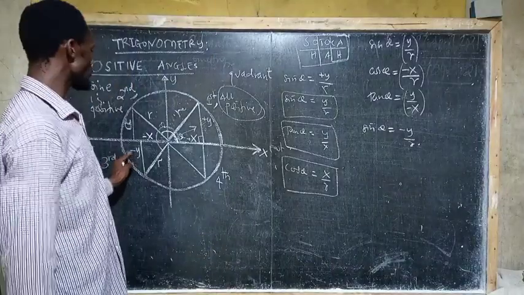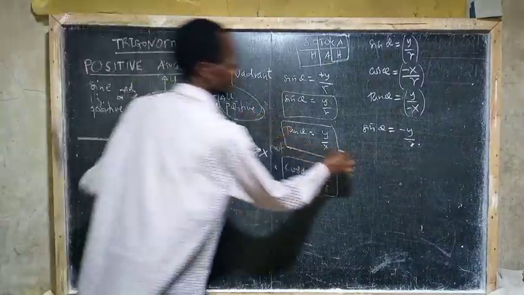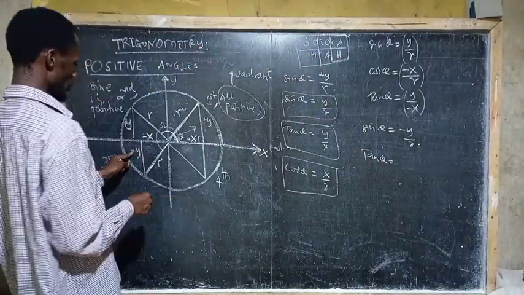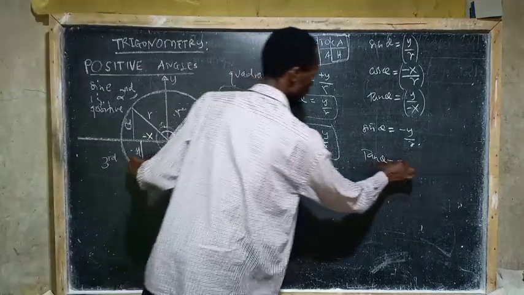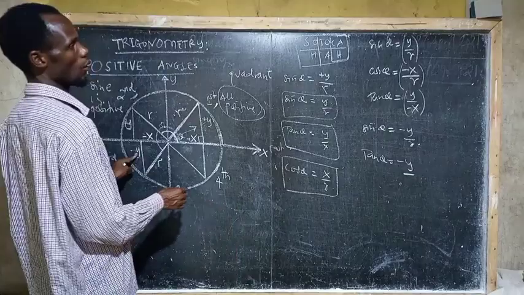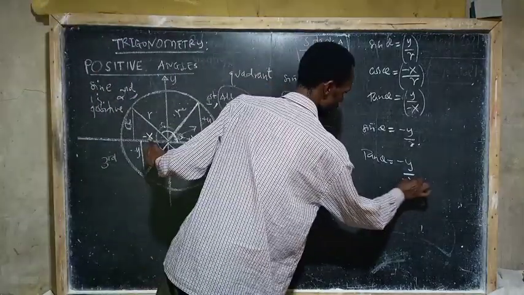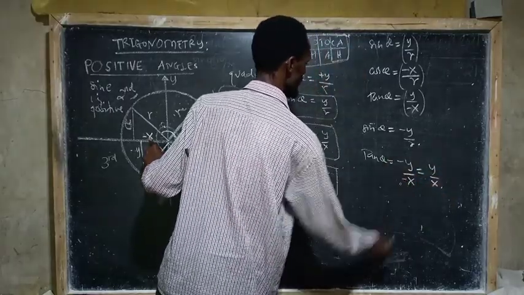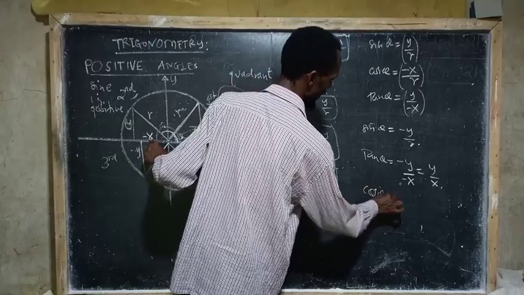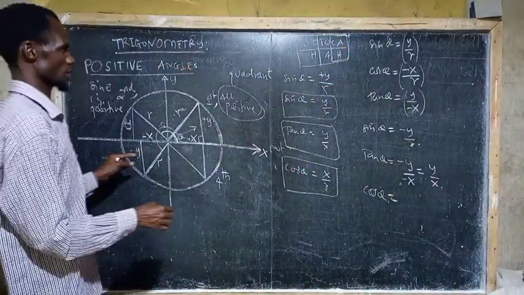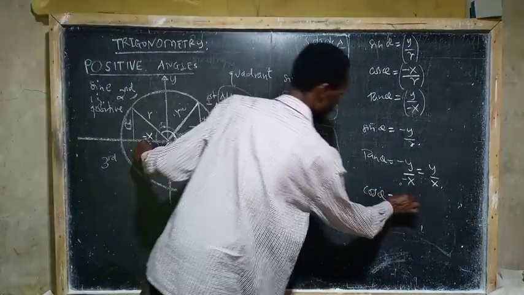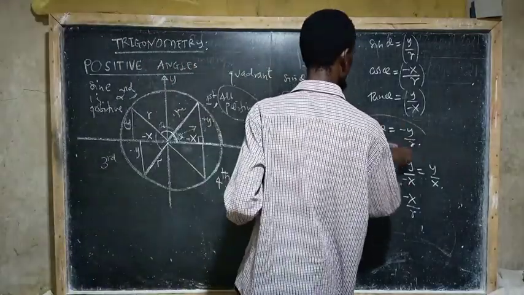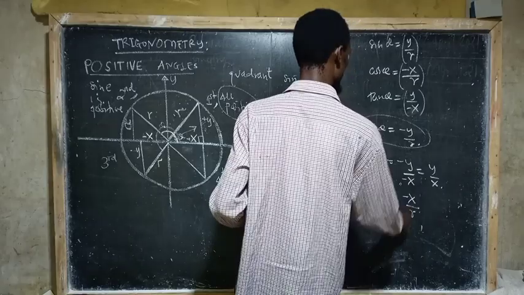Hizi ni coordinates tunatumia. Then tan of an angle is equal to opposite over adjacent. Opposite, where is the opposite? Is negative y over adjacent, negative x. Means it is y over x. Why is it so? Negative by negative is positive. Then we have cosine of an angle. Cosine is adjacent over hypotenuse. Adjacent is negative x, and hypotenuse is r. So when you look at this, this one is negative, this one is positive, and this one is negative.